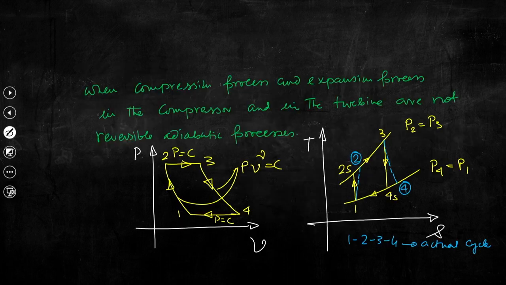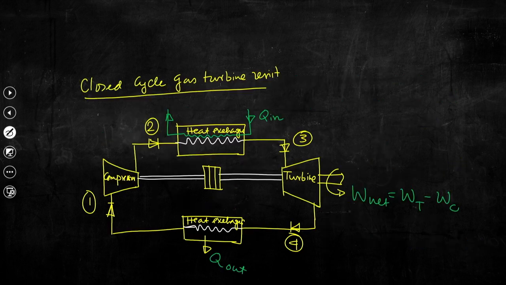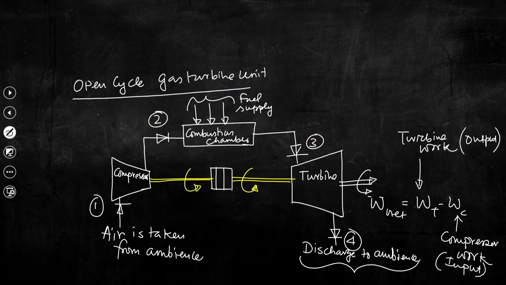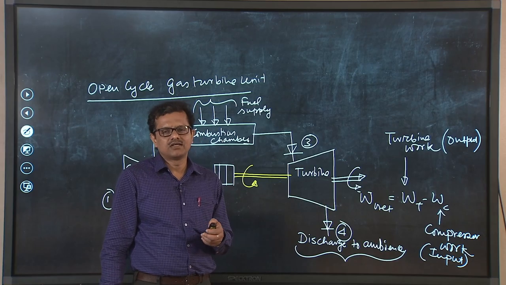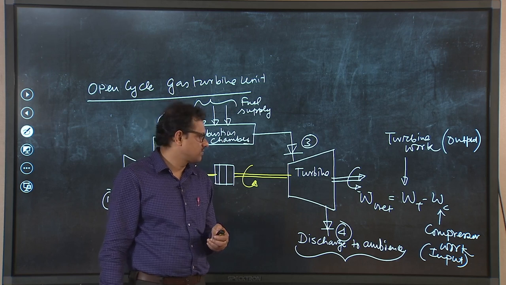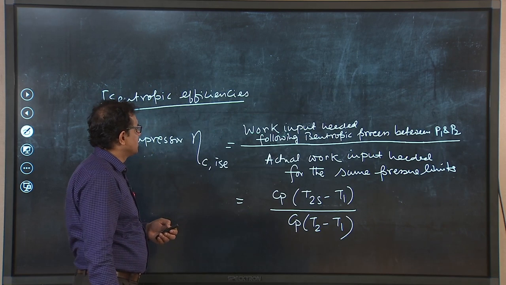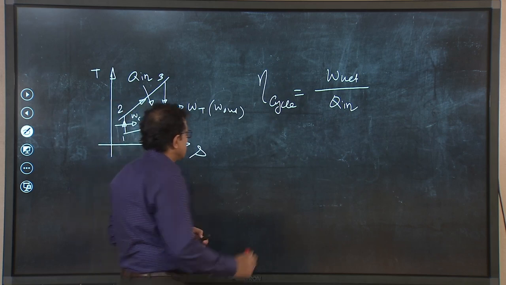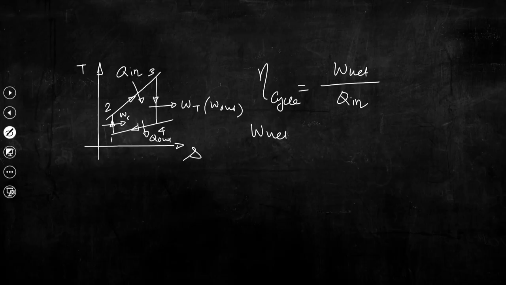If we go back to either the closed cycle unit or even the open cycle unit, this is W T minus W C, that is the turbine work which is produced minus the part of that work that is fed to the compressor for its operation. So, if we write here, that is W net equal to W turbine minus W compressor. So, what is W turbine?